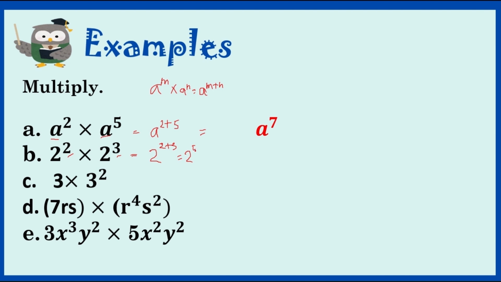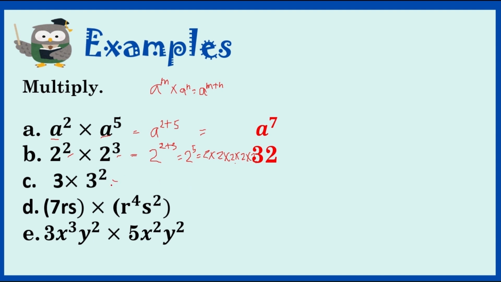What does this mean? It means you multiply 2 times 2 times 2 times 2 times 2, five times. What is 2 times 2? That is 4, times 2 is 8, times 2 is 16, times 2 is 32. Therefore, the answer is 32.